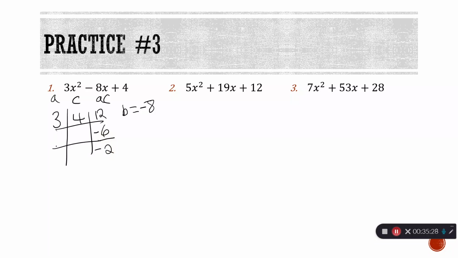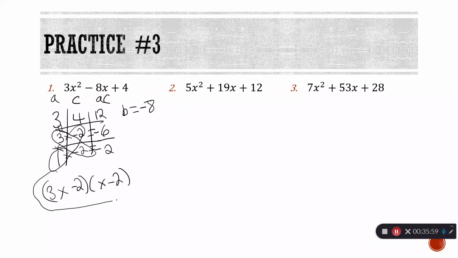So there we go. Find a number that 3 and 2 both share. 3 and negative 2 both share, which is nothing. So it'll be 1. 1 times what gets me 3? 3. 3 times negative 2 gets me negative 6. And 1 times negative 2 gets me negative 2. So go this way. 3x minus 2 and x minus 2. Okay.